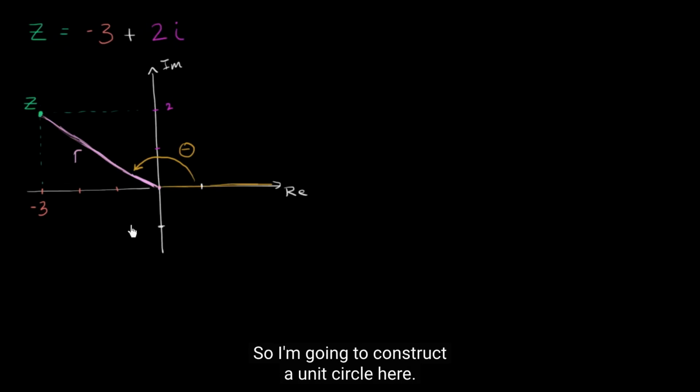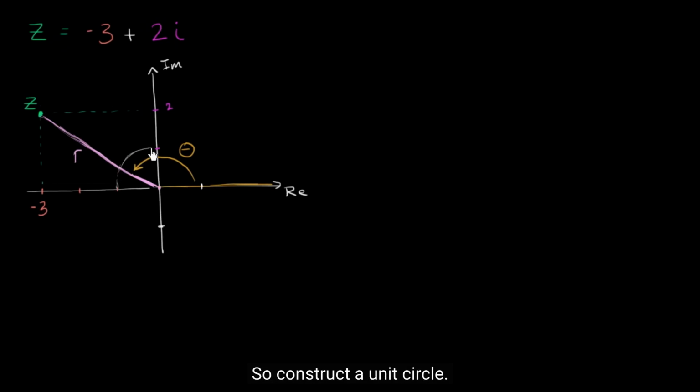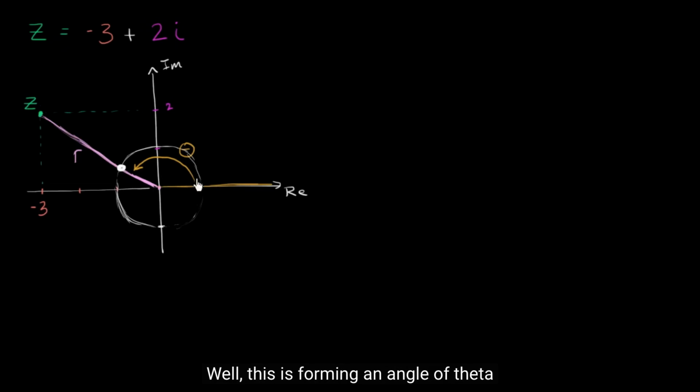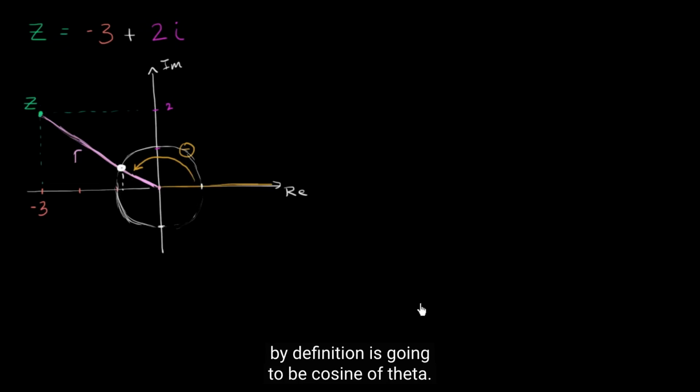So I'm going to construct a unit circle here. This right here is a unit circle, a circle of radius 1. So by definition, what are the horizontal and vertical coordinates of this point right over here, where this line intersects the unit circle? Well, this is forming an angle of theta with the positive real axis. And so the horizontal coordinate over here, by definition, is going to be cosine of theta.